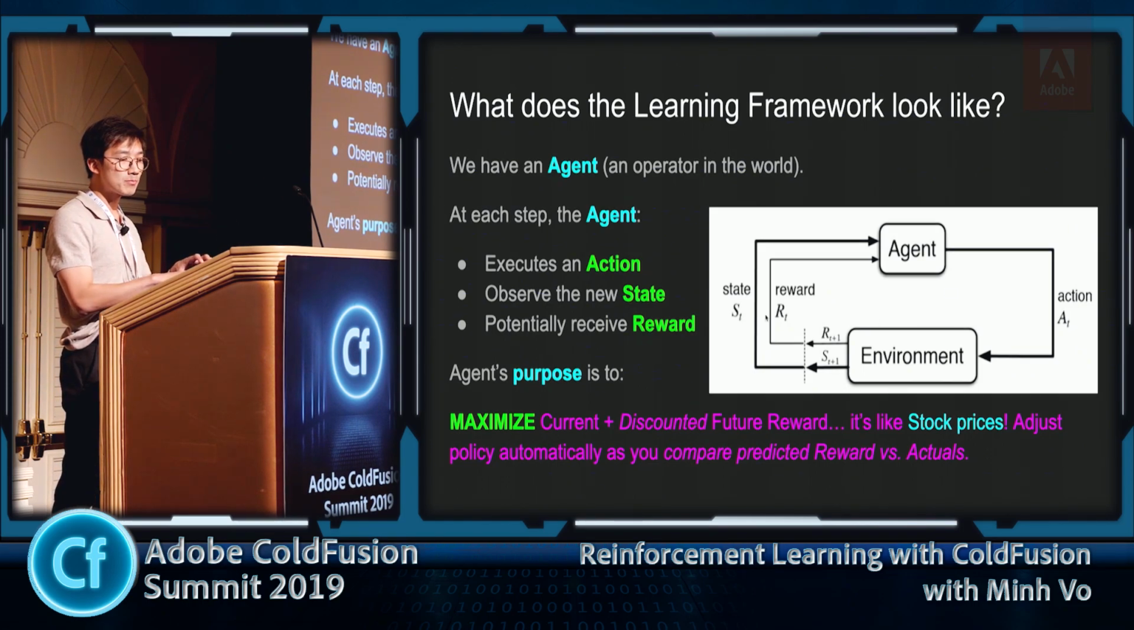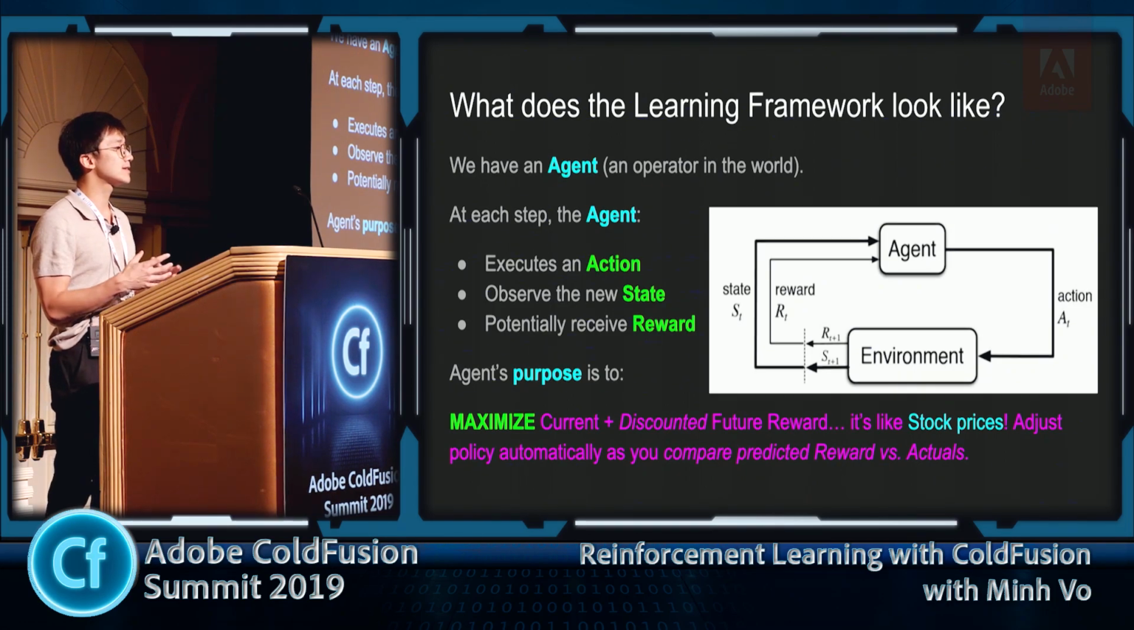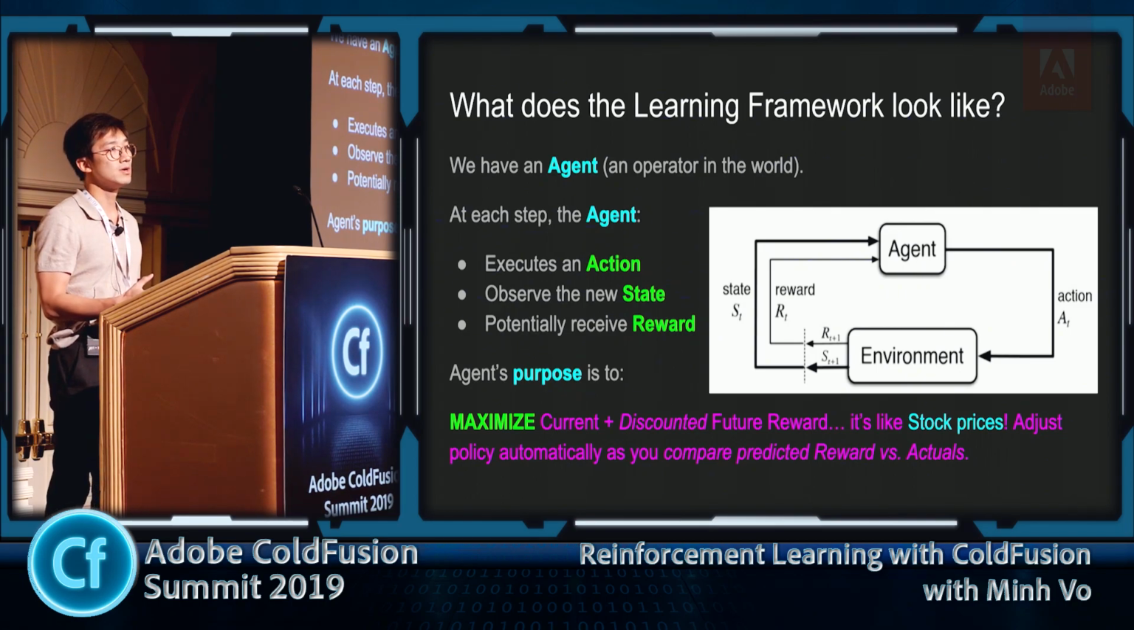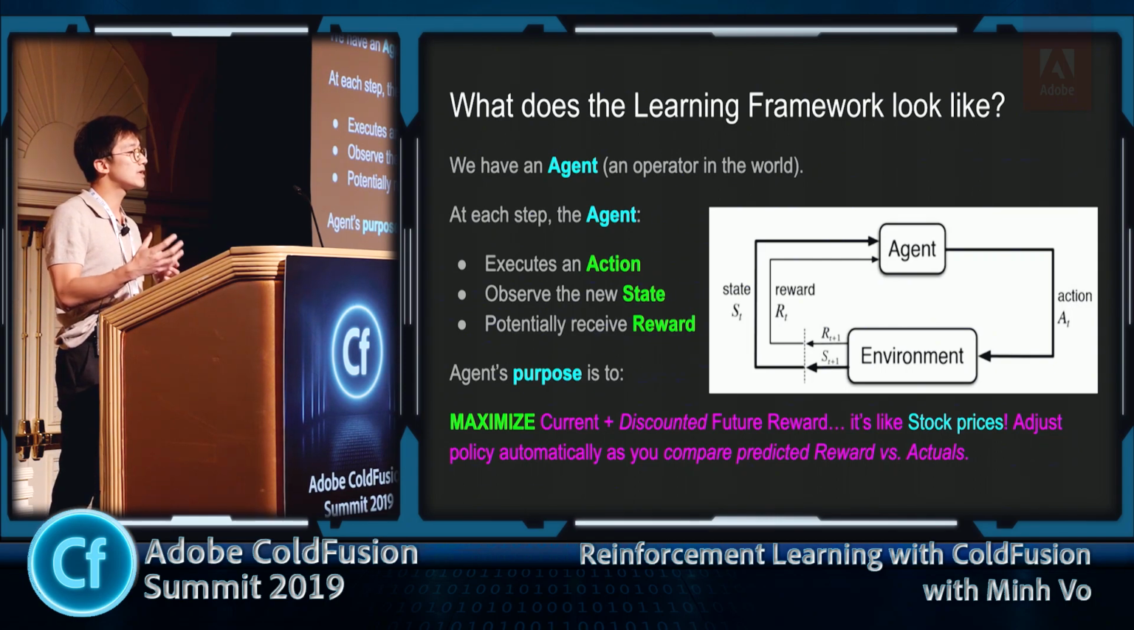Okay, and the agent's whole purpose of life is to maximize the current reward, right? Plus the discounted future reward. And what the heck does that mean? It's kind of like stock prices. Adobe's stock price is not just how much money Adobe has in the bank, right? It's a representation of that, plus also discounted future earnings that Adobe will earn. Does that make sense? So that's why it's important.